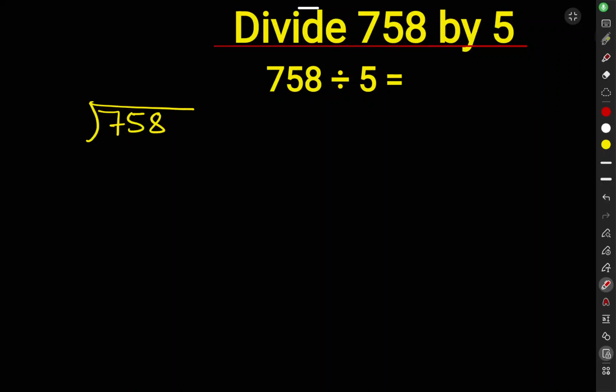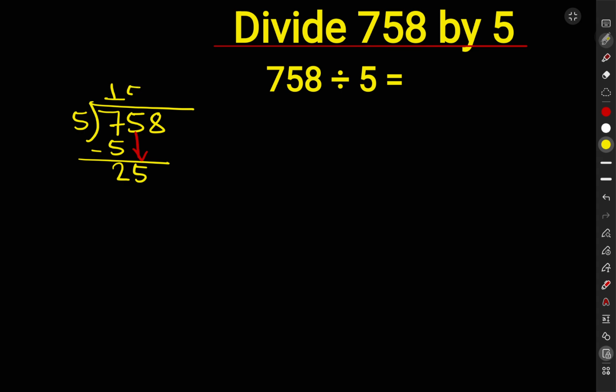We divide 758 by 5 in a long division method. 5 times 1 is 5. On subtracting we get 2. So now we put down this 5 and it is 25.